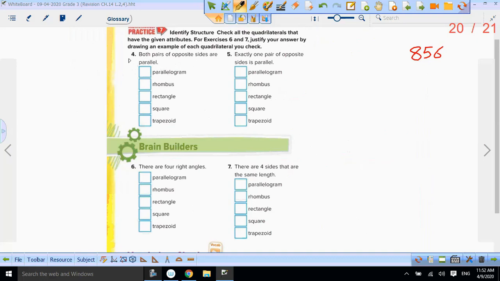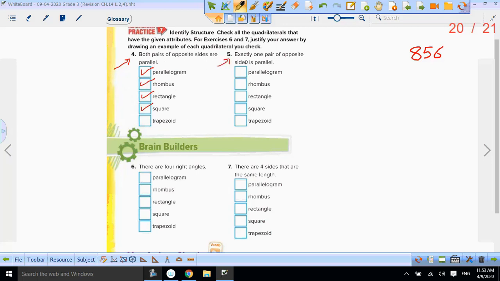First, for question 4. Both pairs of opposite sides are parallel. You can find this attribute in parallelogram or not. Both pairs of opposite sides are parallel. Yes, we can find it in the parallelogram. For the rhombus, both pairs of opposite sides are parallel? Yes. For rectangle, yes. For square, exactly, it has. For trapezoid, no, because it has only one pair.